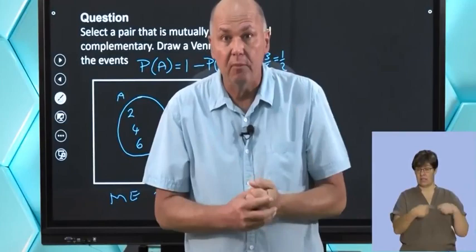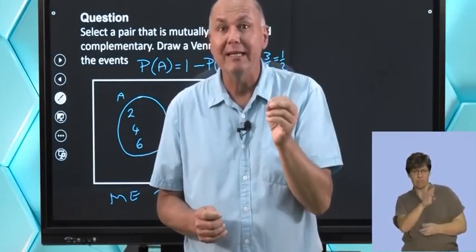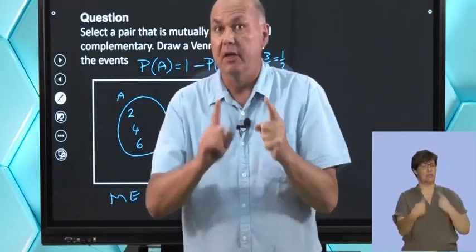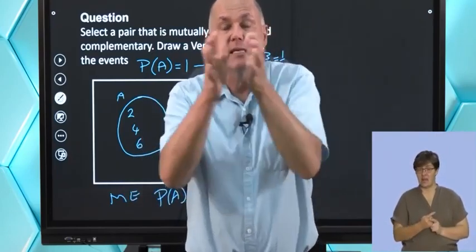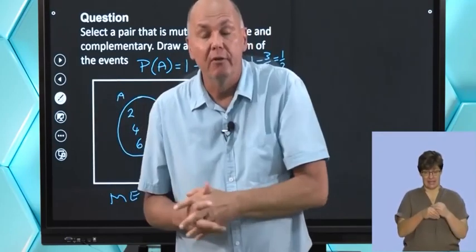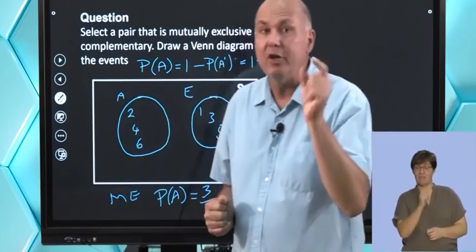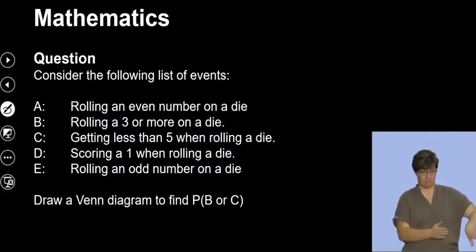Now, you might want to look at those options and recognize that there are others that are mutually exclusive, but they're not necessarily complementary. They don't mean that you can take the two sets and add them up to give you the value of 1. That's what we're looking at when we look at complementary and mutually exclusive. Right, let's move on to our next one.